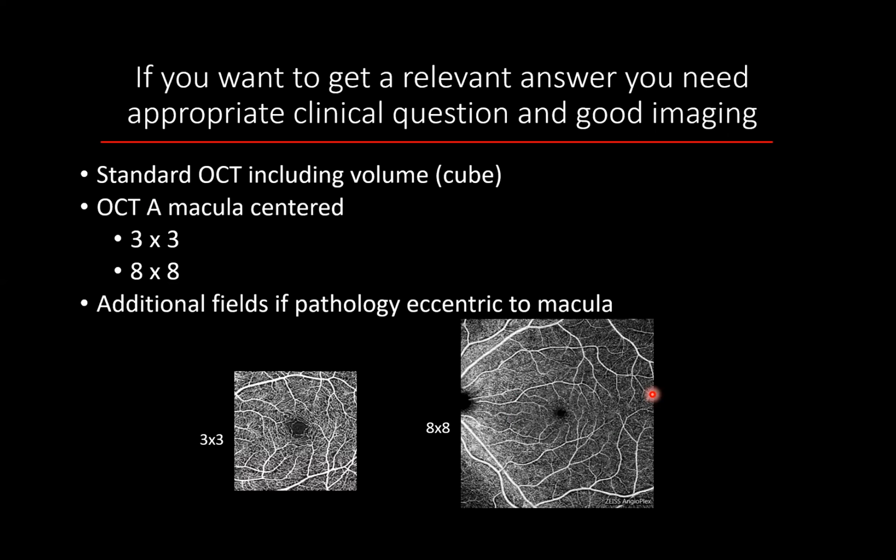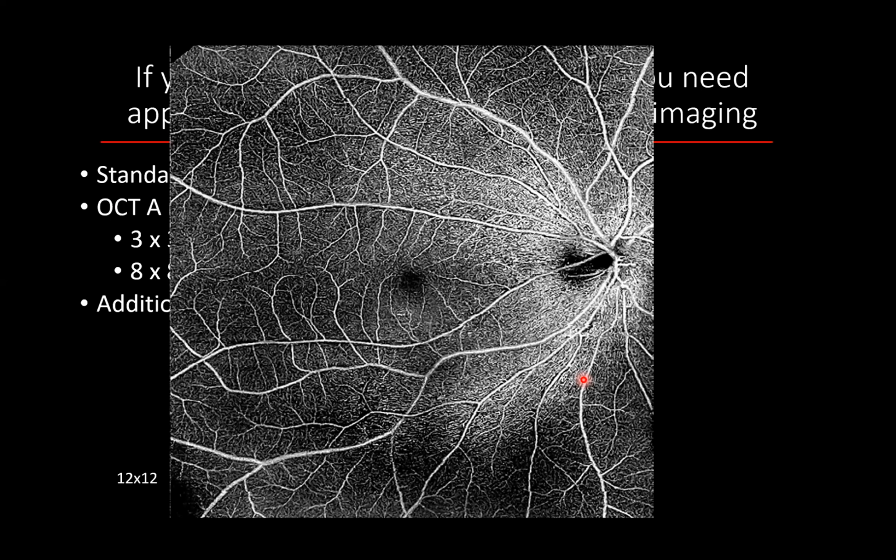So how do we work it in clinic? We tend to take a standard OCT image, including the volume scan, then a macular-centered OCTA, and you can decide which size you want to take. If you have a very small abnormality, you might take the 3x3. For a larger abnormality where you really need to see the whole of the macular area, you will probably need to take the 8x8. And if you want to go further out towards the periphery, then you can add additional fields, especially if the pathology is eccentric to the macula. You end up with a beautiful 12x12 image where you can see the vessels outside of the arcade, the whole of the optic disc, and a little bit to the nasal side of the disc as well.